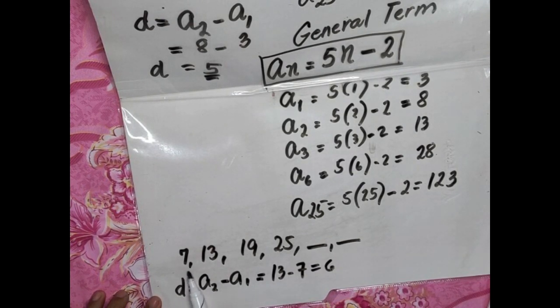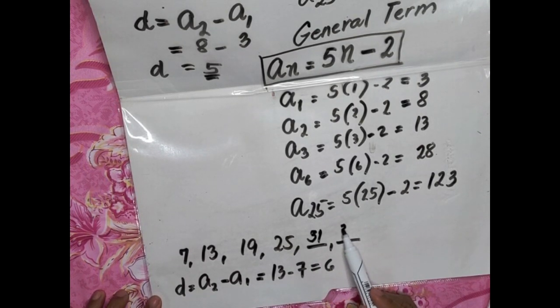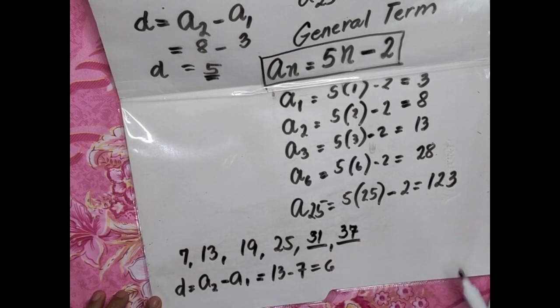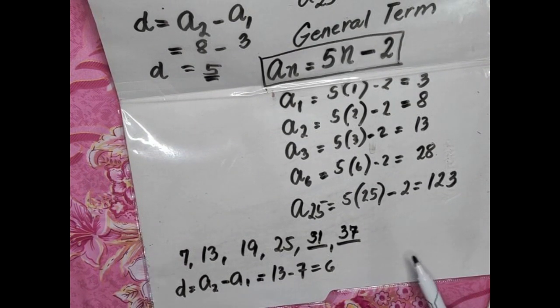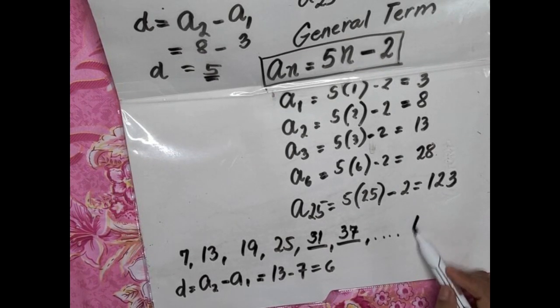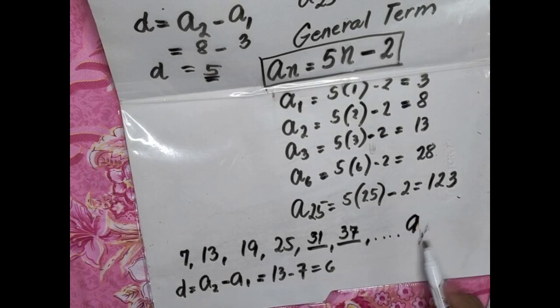So, 7 plus 6 is 13, 13 plus 6 is 19, plus 6 is 25. So, what is the next term? 25 plus 6 is 31, and 31 plus 6 is 37. Okay. How about if we want to come up with the 15th term? So that is a sub 15.